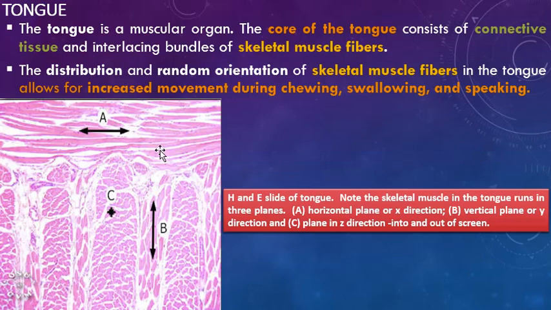This figure is an H and E slide of the tongue. The skeletal muscle in the tongue grows in three planes: horizontal, vertical, and oblique, also called the Z direction. The random orientation of these skeletal fibers increases the movement of the tongue during chewing, swallowing, and speaking.